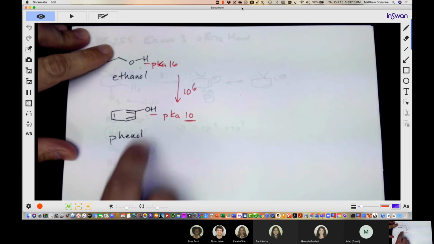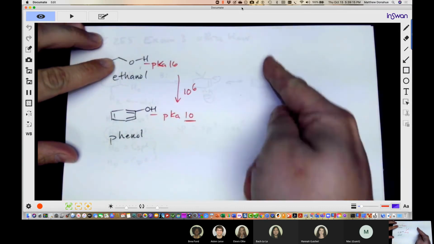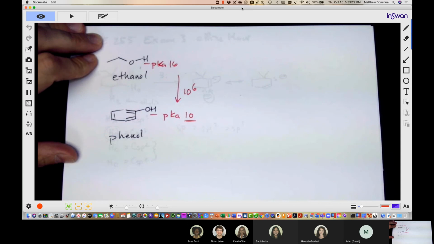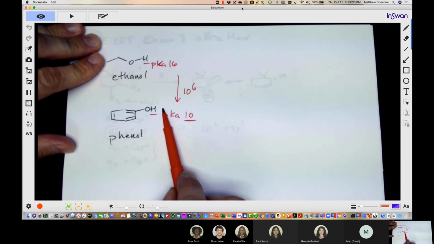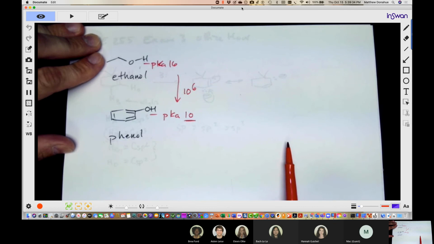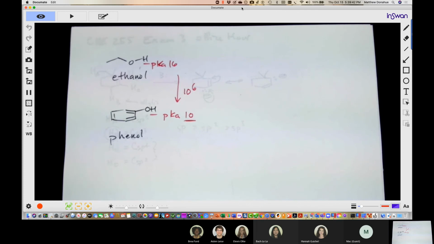So again, when you're talking about an increase in acidity, you have to look at the conjugate base and what factors stabilize the charge on the conjugate base. Because look what you're doing. This is OH and this is OH. Both of these are forming O minus, O minus. What stabilizes this O minus versus that one? So see if you can draw it out first before I draw it.